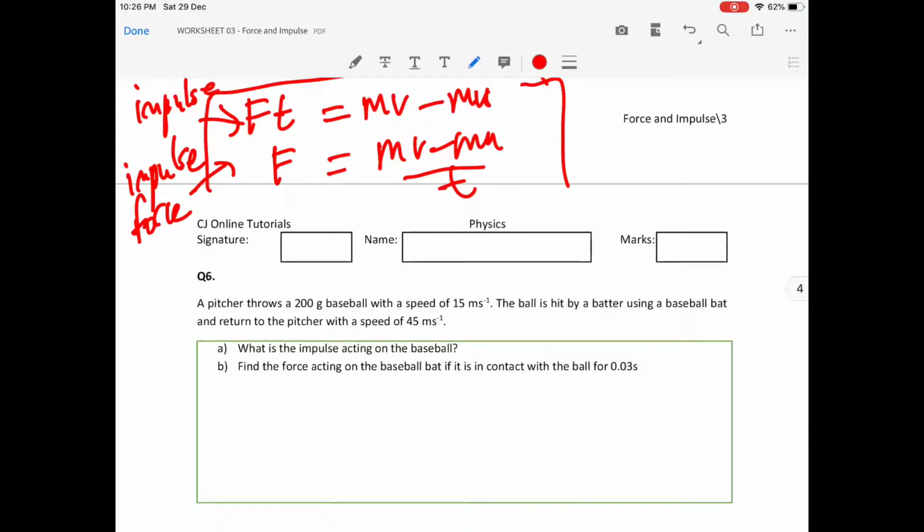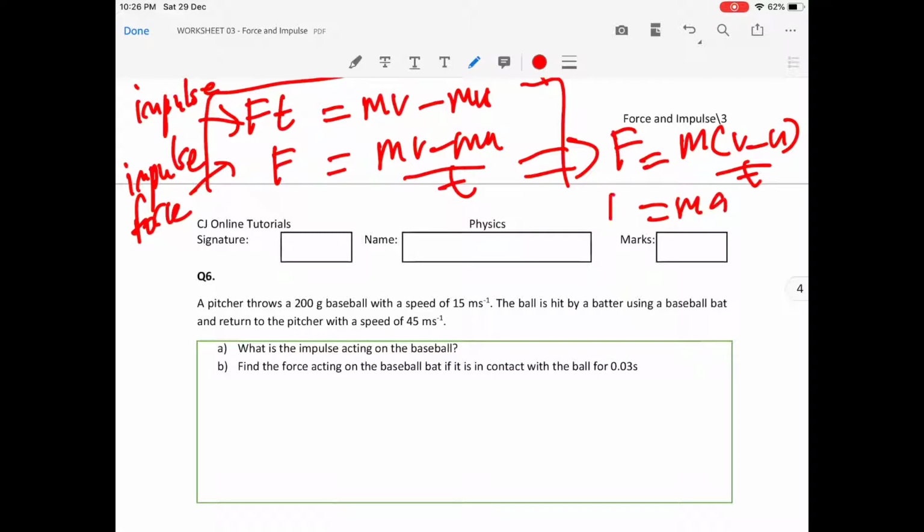But if you look at this equation carefully, I'm just going to simplify it for you. I factor out the mass: m times v minus u over t. Remember, final velocity minus initial velocity over time gives you acceleration, so mass times acceleration. Hey, look, it's just force. So why add the word impulse there? These are the things that I think confuse some students. Impulsive force is just force.